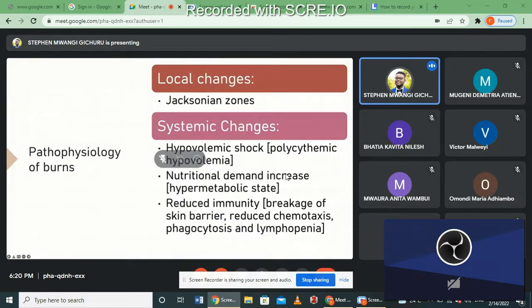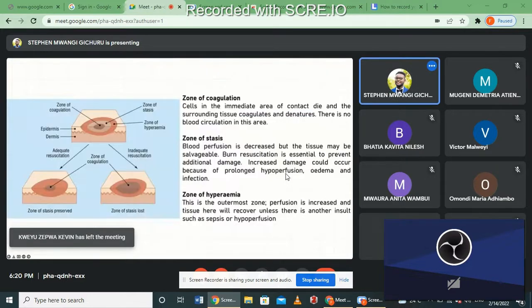There's dysregulation of sugar. So in a burns patient, you might have to give them metformin, you might need to give them insulin based on the RDS. So you find that some of them tend to have that issue. So let's talk about the zones. You have the zone of coagulation, the zone of stasis next to it, and then you have the zone of hyperemia.